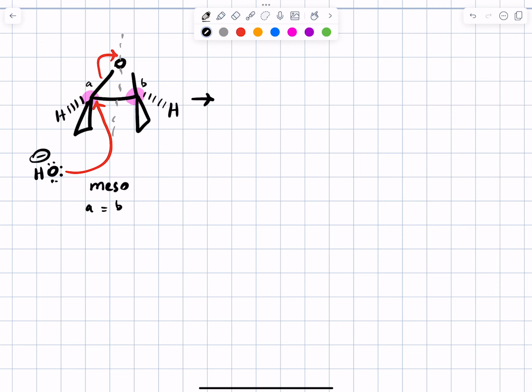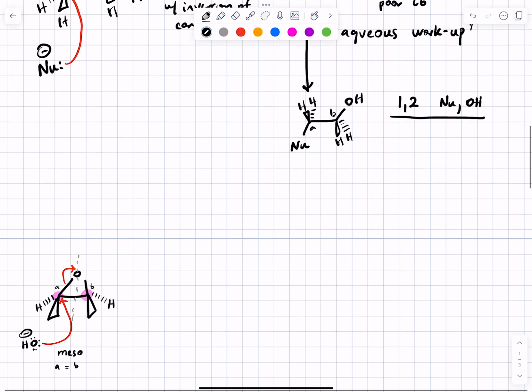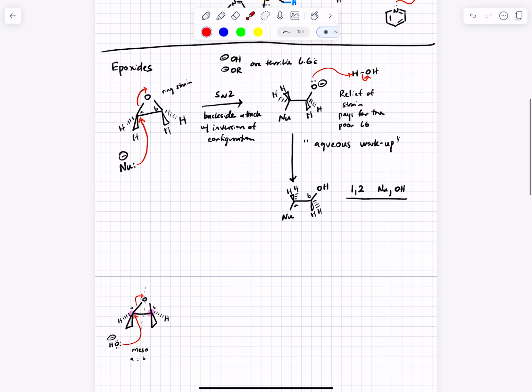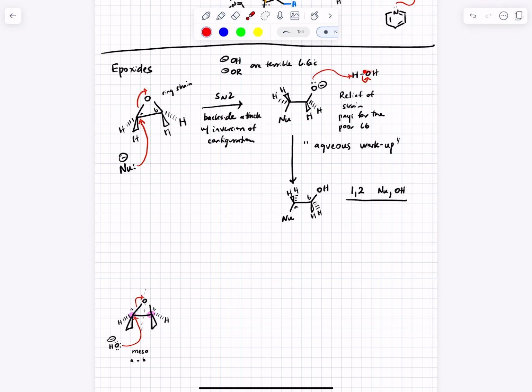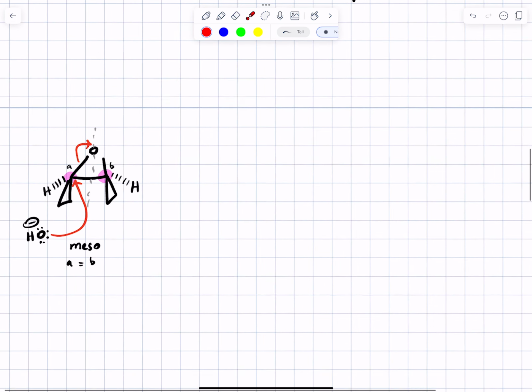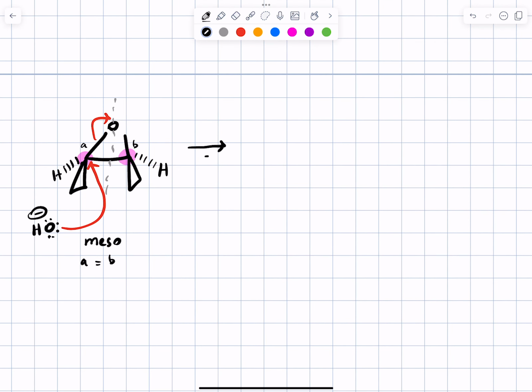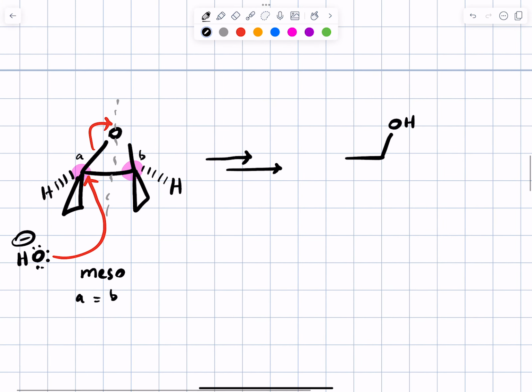That's going to generate, and I'm going to skip the aqueous workup if it's okay, because we know that negatively charged oxygen that left is going to pick up a proton when we add water at the end of the reaction. I'm going to skip that step in the mechanism, and we're just going to go all the way to the final product. For fun, I'm going to still label carbons A and B.